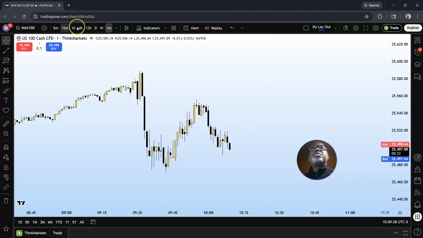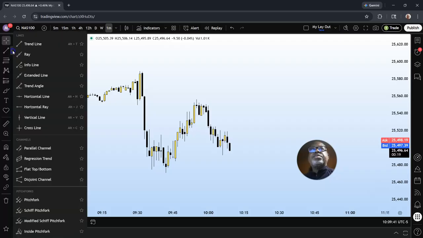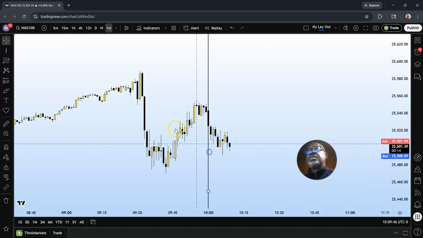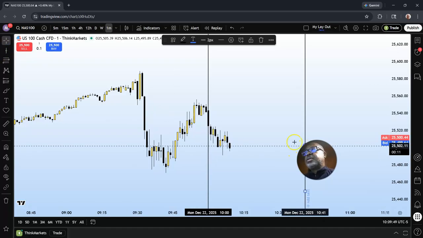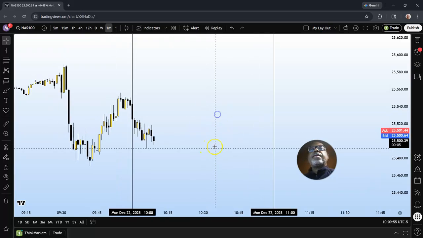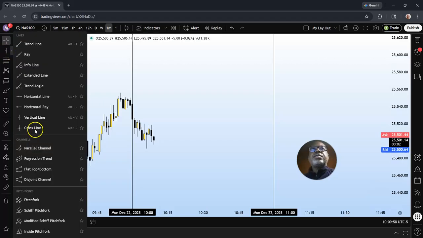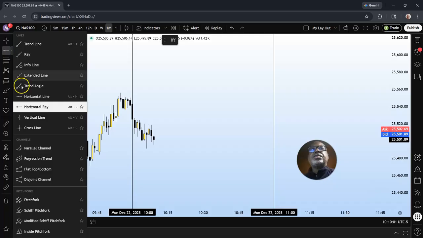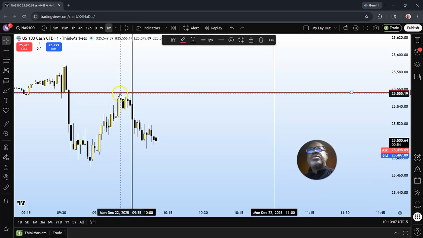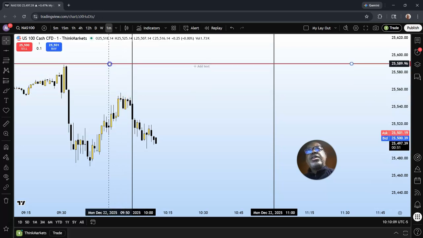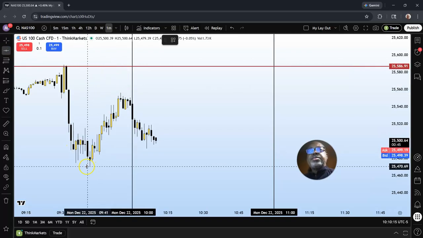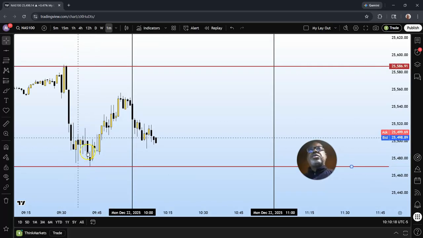Basically, in the 1 minute, I'm going to take my vertical line. We're going to start at 10 o'clock, and then go all the way to 11 a.m. Then we take our horizontal ray, horizontal line, take the top, this would be the top right here before 10 o'clock, and this would be the bottom. So the high and then the low.